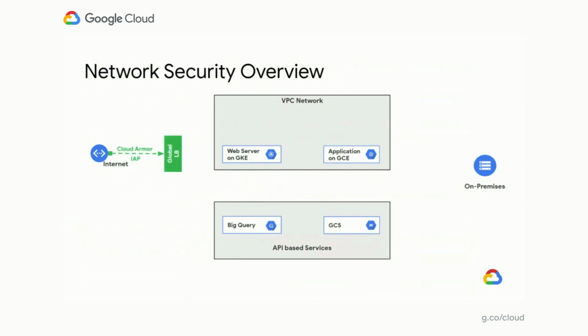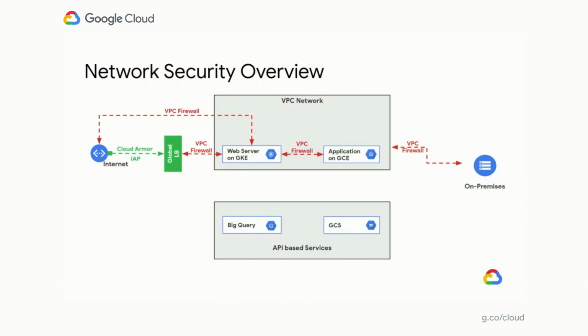Starting from the outside in, we have Cloud Armor, the identity-aware proxy, and the global load balancers as our layer 7 controls at the edge of the network. Cloud Armor, in conjunction with the global LBs, protect applications from DDoS attacks. The IAP is part of our BeyondCorp line of products to allow access to internal applications and workloads without needing a VPN.